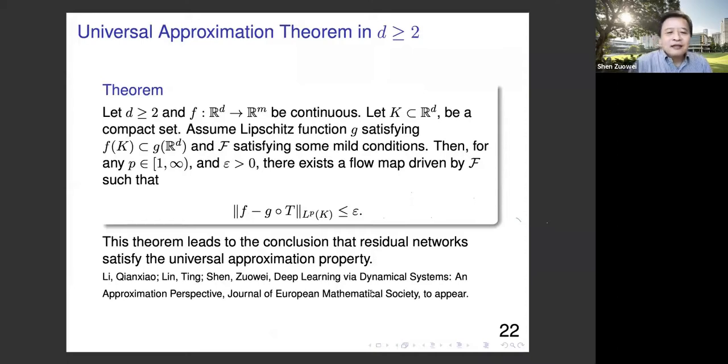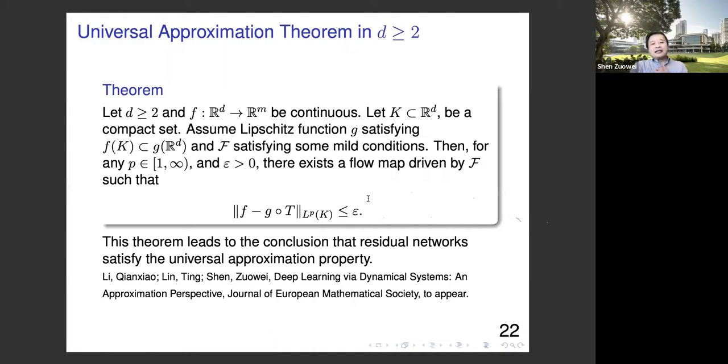The theorem says, as long as you still have the range for G cover the range for F, you still do that. Then your activating function has to satisfy some mild condition. I will tell you why. I'm not going to tell you what the condition is, but I will tell you why I say it's a mild condition. Then you will have that.